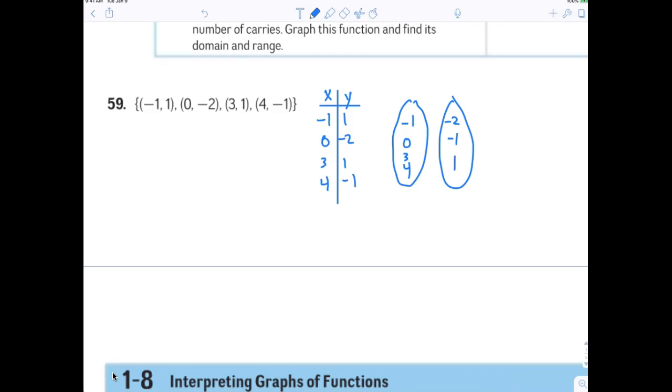And now, -1 gets mapped to what? 1. So you draw the arrow down here like this. 0 gets mapped to -2, so that would be the arrow right there. 3 would be mapped to 1. And 4 would be mapped to what?